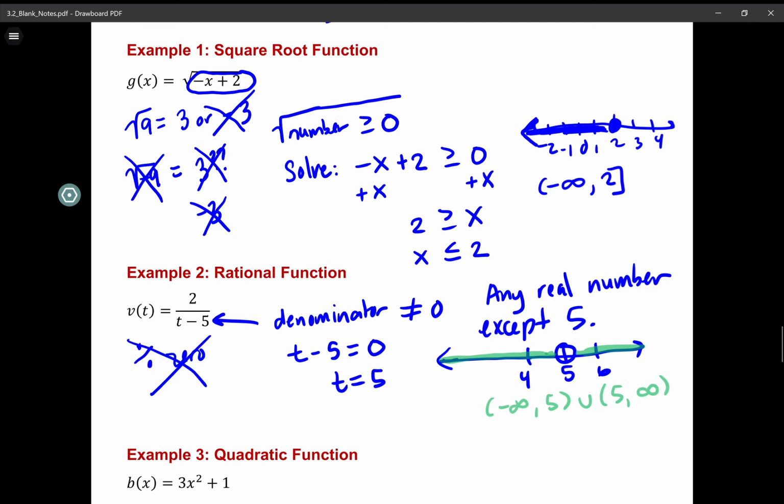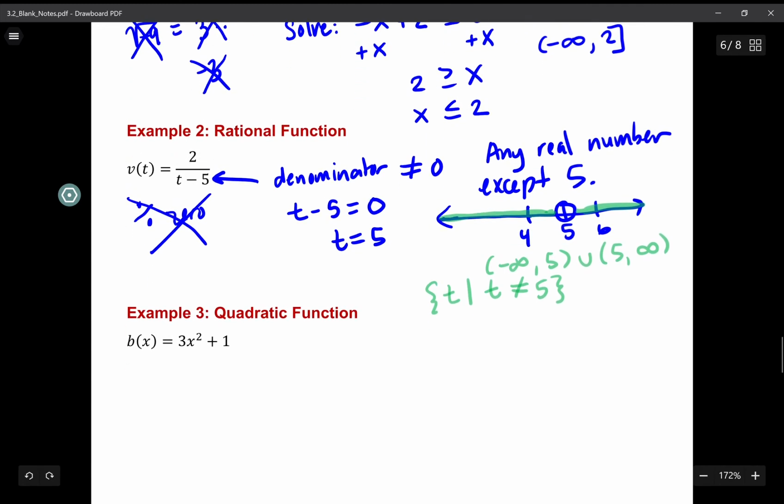This one I think is convenient to write using set builder notation. So we write the set of all x such that x is not, t, sorry, I switched my other variable. The set of all t such that t is not 5. So that's another way you could write that. All right, let's do one more example, a quadratic function.